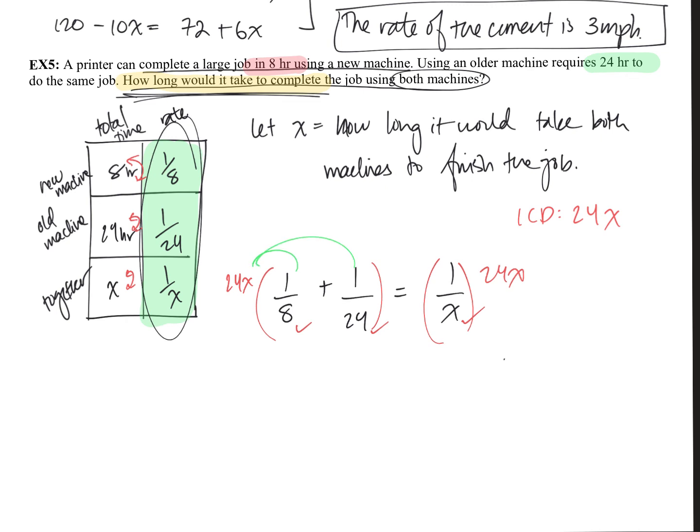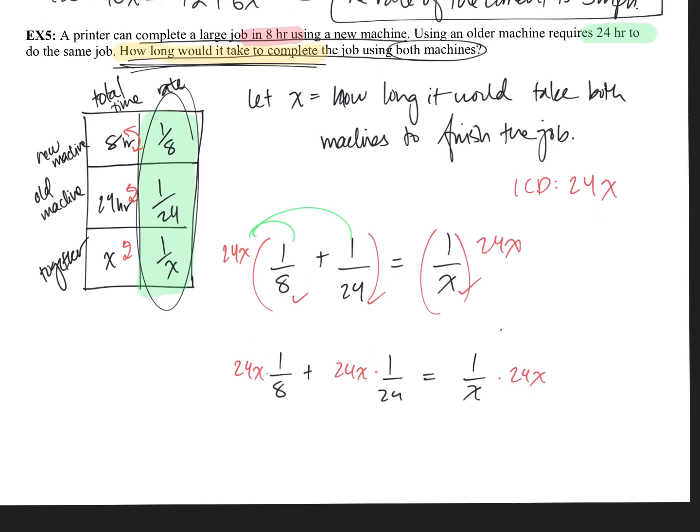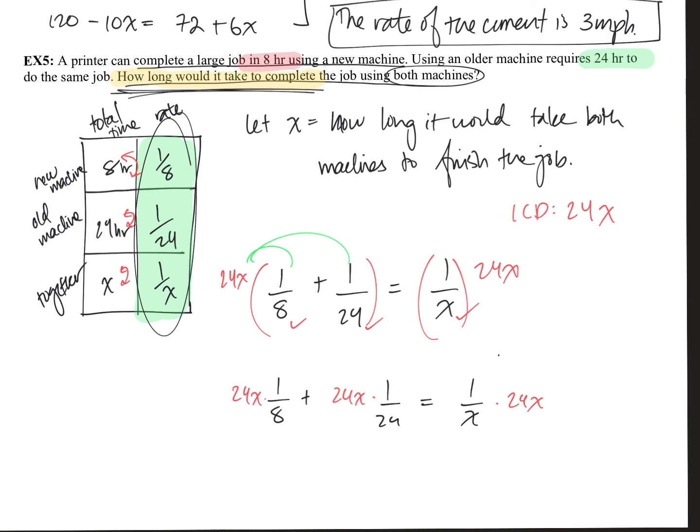Remember, we distributed in. Let me go ahead and write that out. So 1 over 8 times 24x. Okay, let me color code that. So we have 1 over 8 times the 24x plus the 24x times the 1 over 24 and the 1 over x times 24x. Ooh, running out of space. Okay, so simplifying, we get 3x, 1, x.